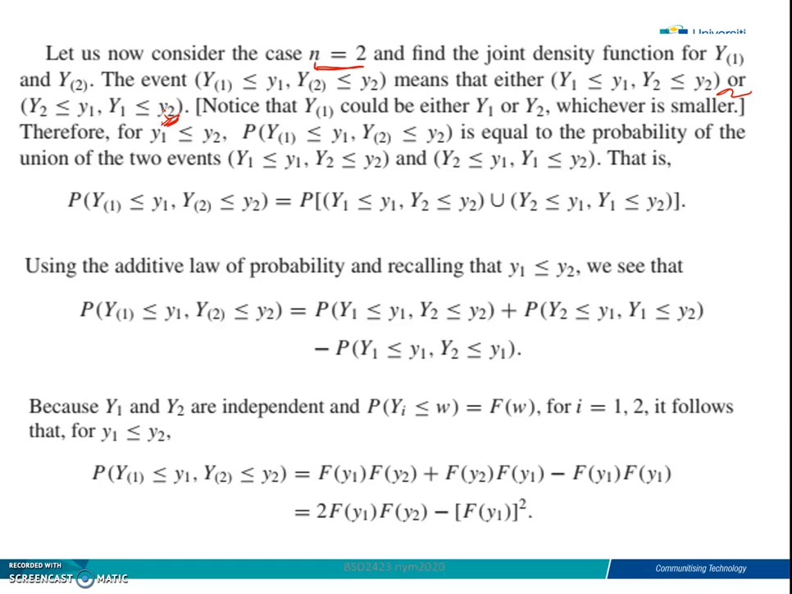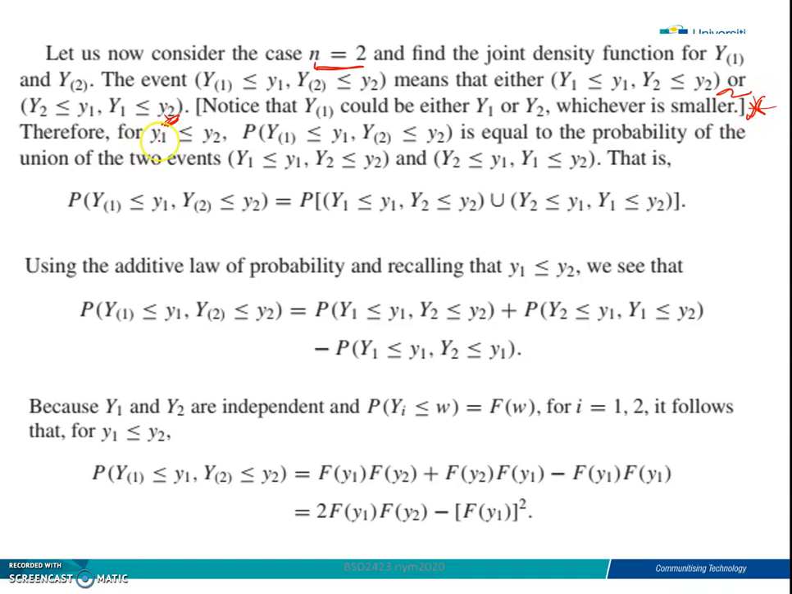Notice that y1 ordered could be either y1 or y2. Don't be confused. Y1 ordered means the minimum value. But here y1, y2 just show that we have two random variables. The y1 ordered, the minimum value, is either y1 or y2, so it can be y1 or y2, whichever is smaller. Take note of this.